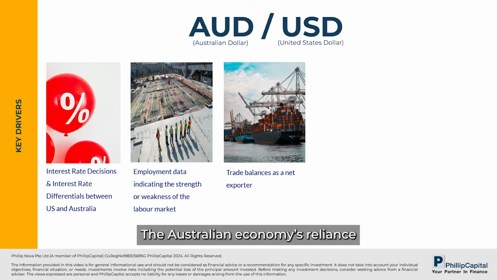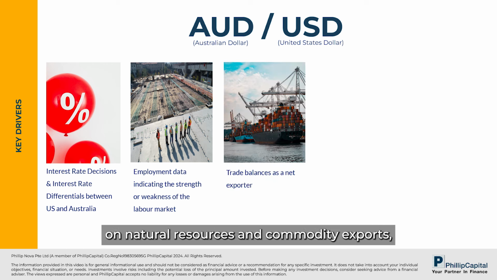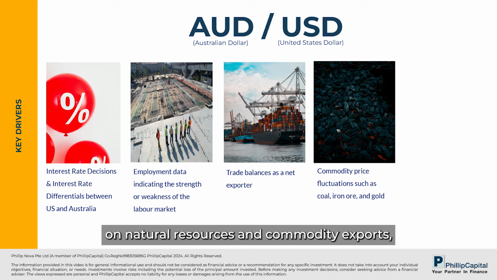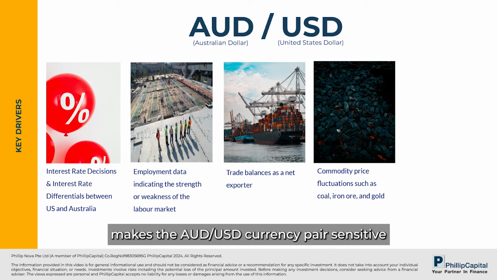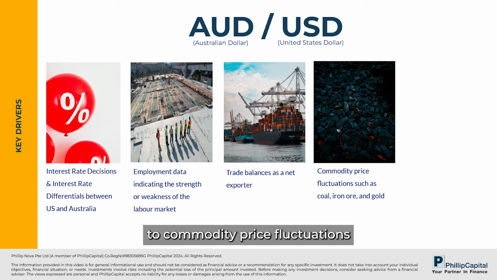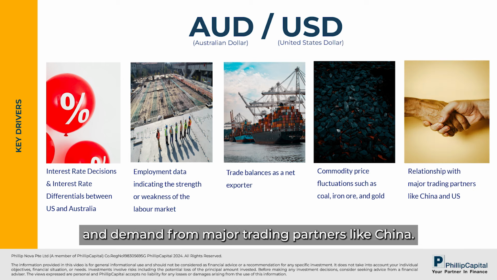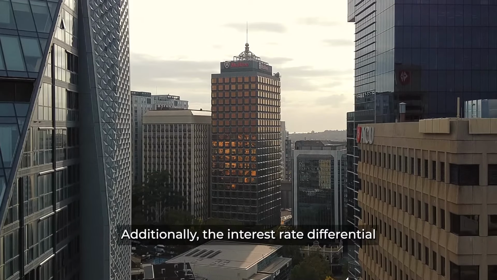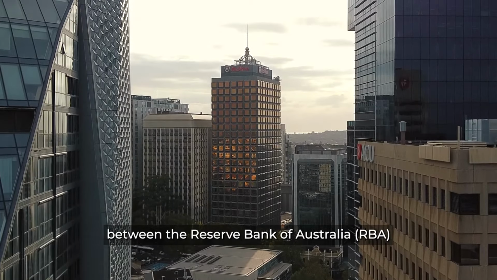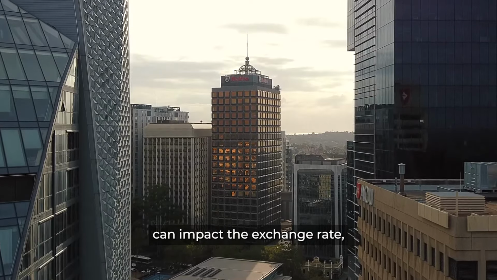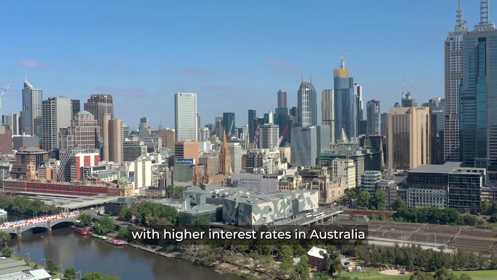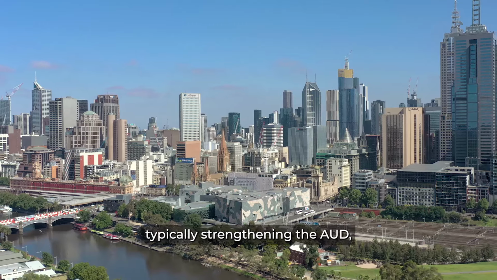The Australian economy's reliance on natural resources and commodity exports, especially iron ore, coal, and gold, makes the Aussie dollar currency pair sensitive to commodity price fluctuations and demand from major trading partners like China. Additionally, the interest rate differential between the Reserve Bank of Australia and the Federal Reserve can impact the exchange rate, with higher interest rate in Australia typically strengthening the Aussie dollar.